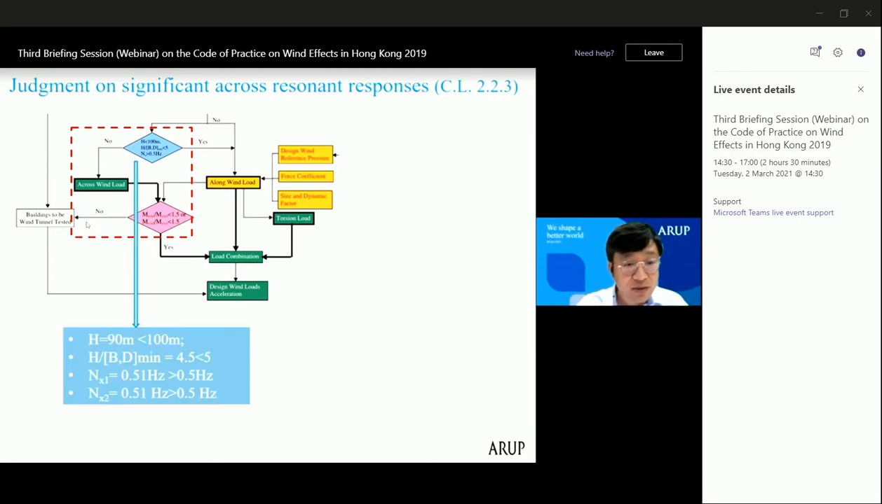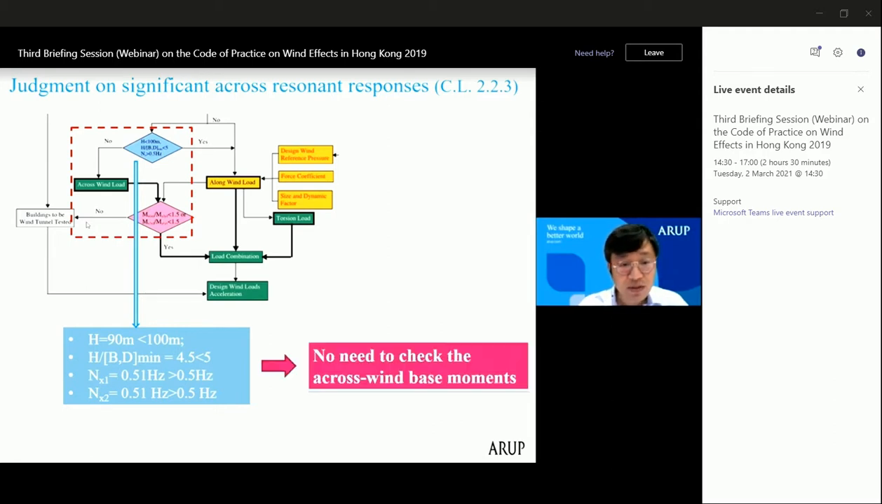So there are 3 criteria. One is whether the building height is shorter than 100 meters. In our case, yes, because we are only 90. The second one is whether the slenderness ratios in the 2 directions are smaller than 5. In our case, also yes, because it's 4.5. And the third criterion is whether the natural frequency in both directions is higher than 0.5 hertz. The answer is also yes. So with all the 3 criteria satisfied, there's no need to further check the crosswind-based moment. So we can use the along-wind force result to do the load combination directly.